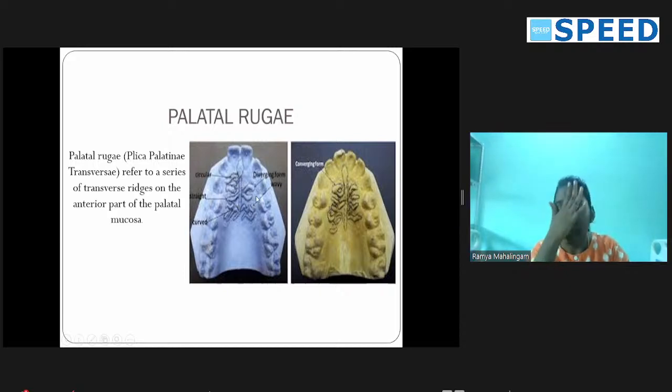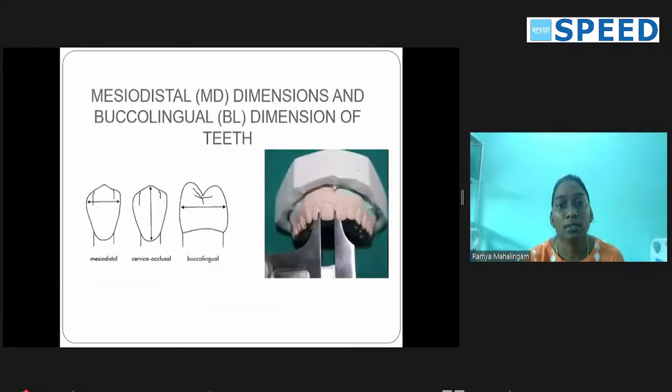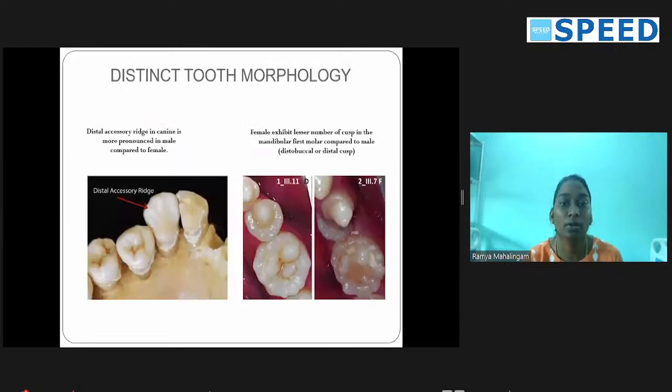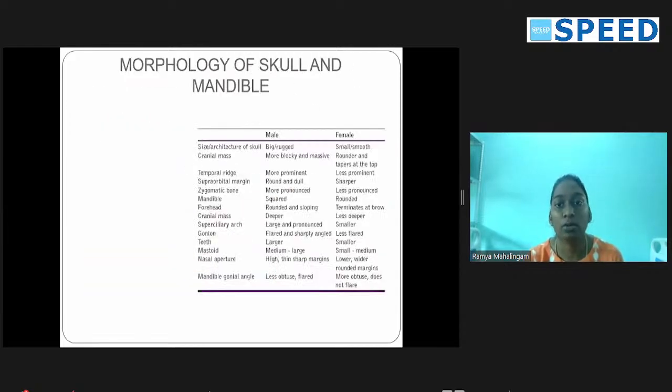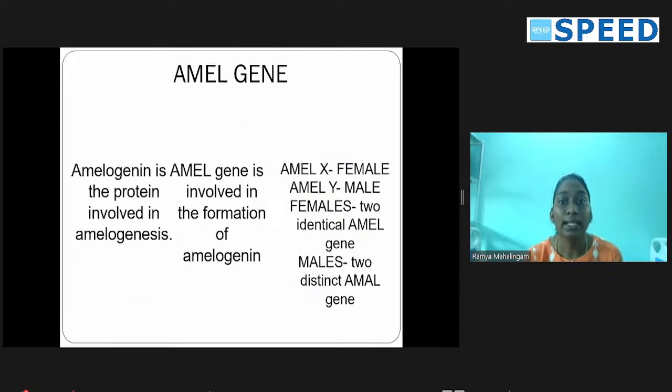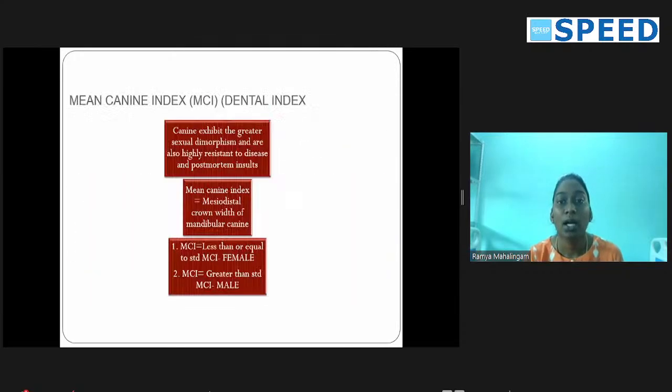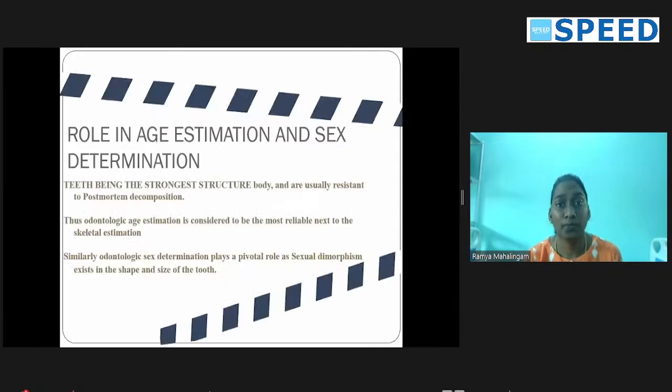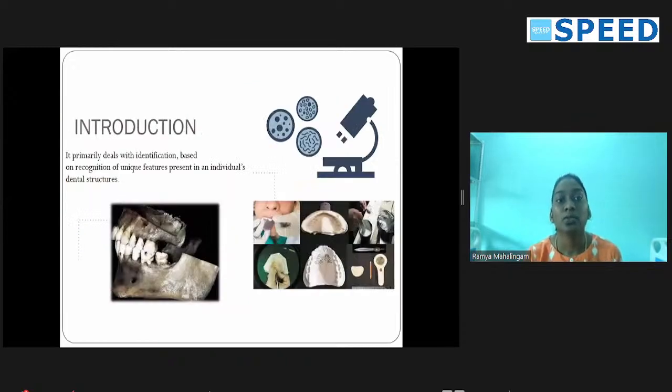Some patients have a distinctive palatal rugae, and some female and male patterns can also be given in this palatal rugae. Okay, so when we started, we started with the mesiodistal dimension, then we went on to the distinctive tooth morphology, then the skull and the mandible structures, then cheiloscopy. Then Barr bodies and the genes related. So these are some factors through which you can identify the sex and age of the patient. Okay, so that's all about forensic odontology.